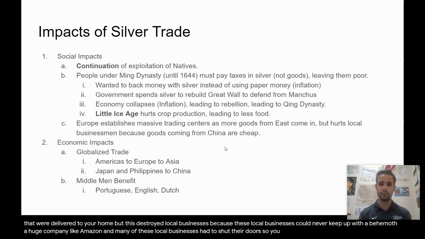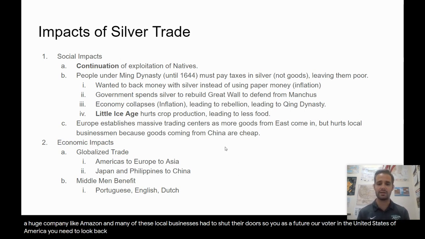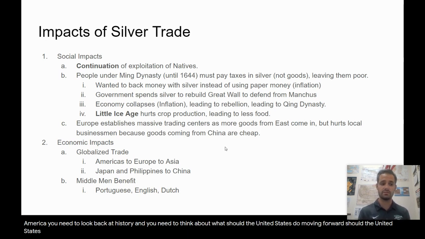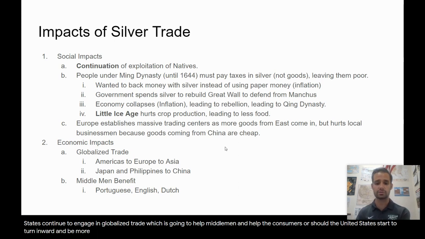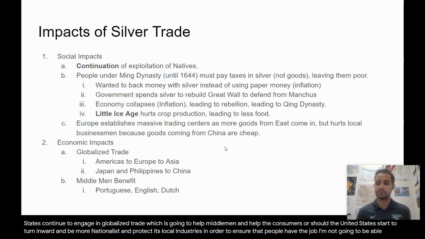So you, as a future voter in the United States of America, you need to look back at history and think about what the United States should do moving forward. Should the United States continue to engage in globalized trade, which is going to help middlemen and help the consumers? Or should the United States start to turn inward and be more nationalist and protect its local industries in order to ensure people have jobs? I'm not going to be able to answer that question.